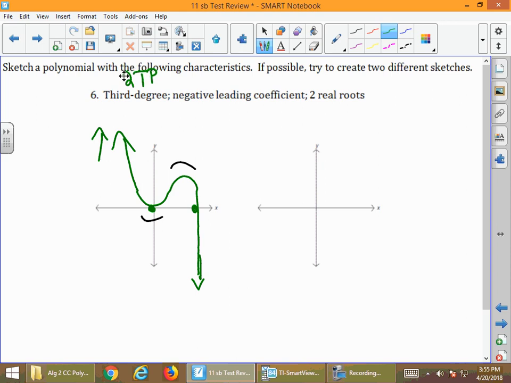Another way to draw that is we could just change this around a little bit to something like this. We still have 1, 2 turning points, so we have a third degree function. As we look to the right, we did finish going down towards negative infinity, and we've got 1 root and 2 roots on our graph.